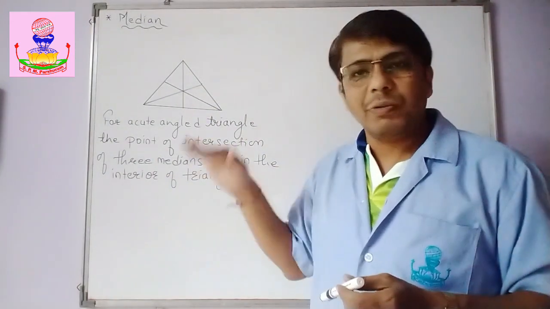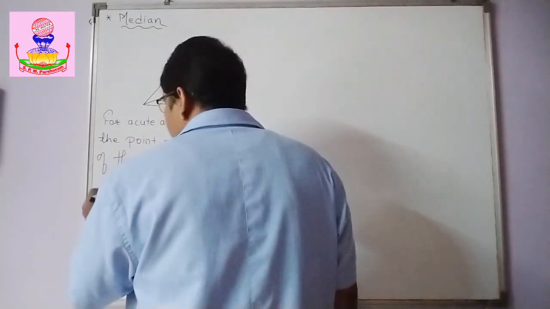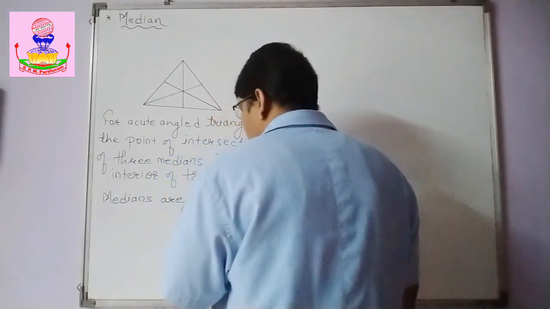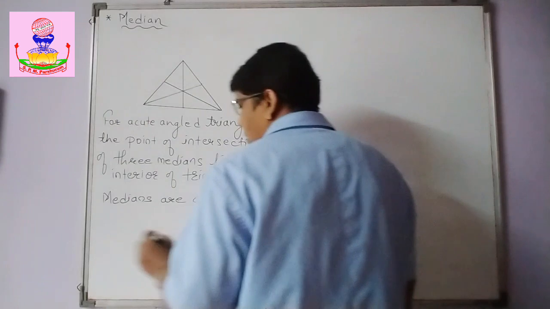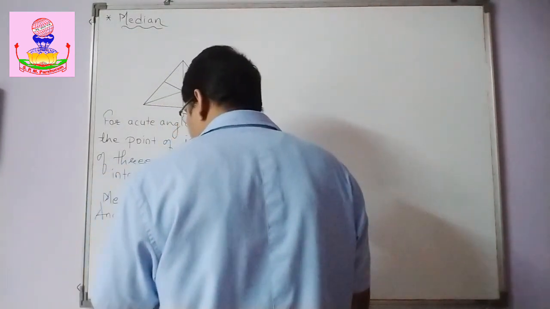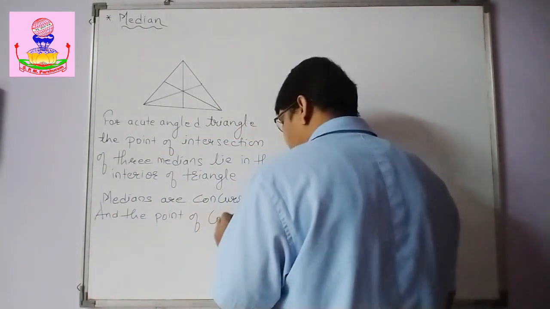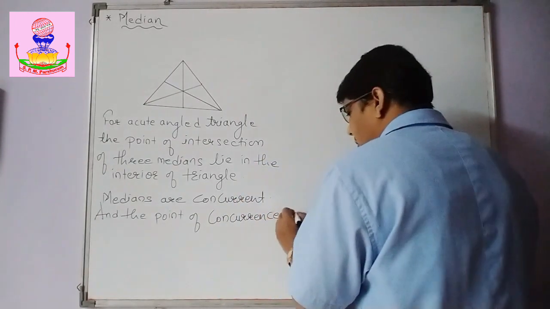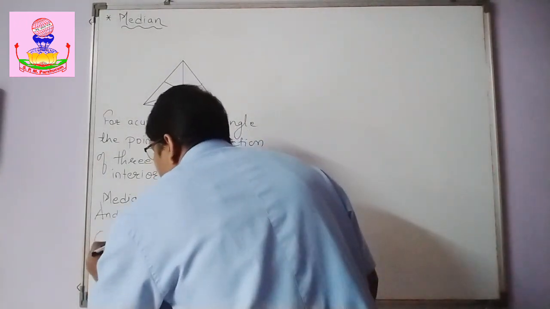So I am writing here, I hope you will take it down. Okay, so medians are concurrent, and the point of concurrence is called the centroid.